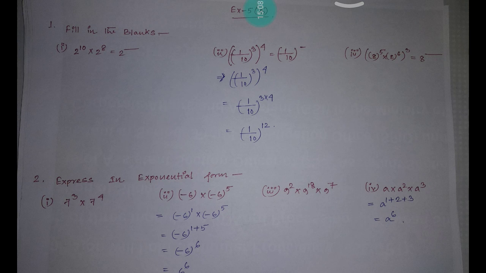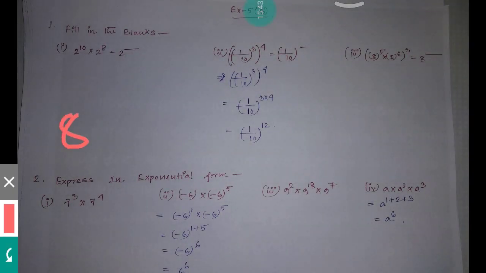Now question 2: 1 by 10 whole power 3, again a power outside the bracket 4 is there. I have told you now, if a power is given several times, suppose one power is given, and after the bracket again one exponent is given, that means all the powers will be multiplied. So here 1 by 10 power 3, then again bracket power 4, so what will it be? 1 by 10 power 3 into 4, your second formula.